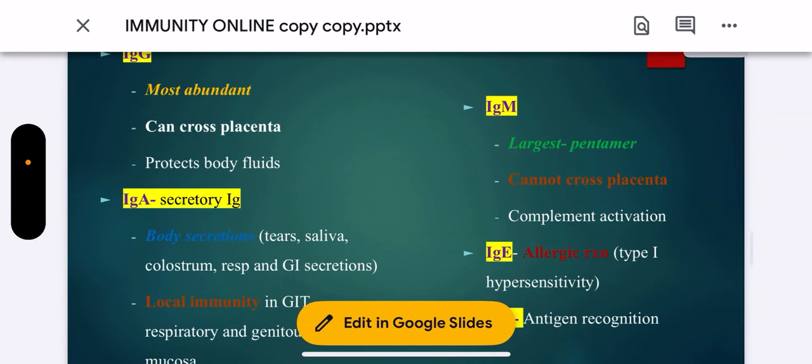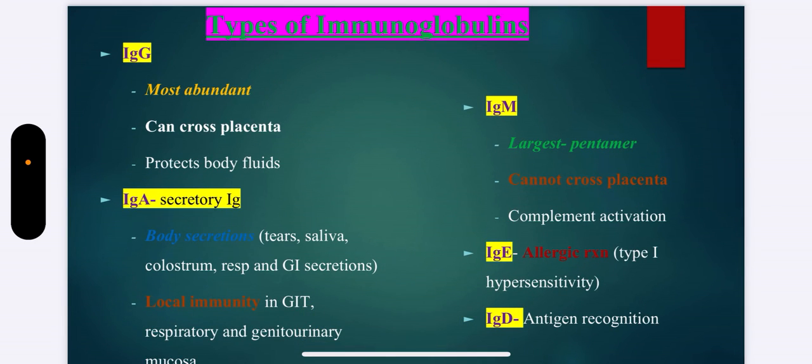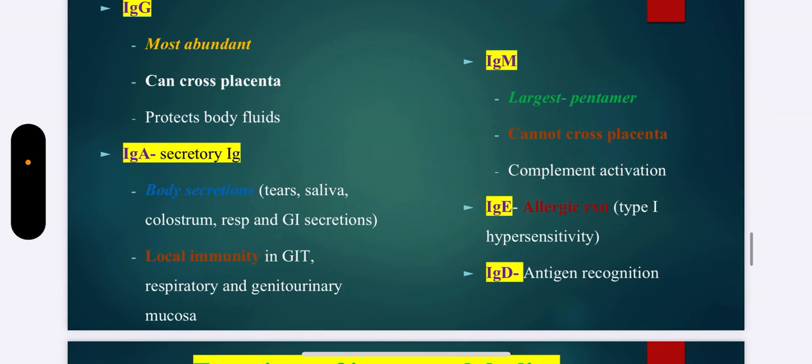These are the types of immunoglobulins. First one is IgG. It is the most abundant immunoglobulin and it helps in complement fixation, protection of body fluids, and it can cross the placenta. It is a very important point to memorize. Then IgA is a secretory immunoglobulin, so it is present in the body secretions. The largest immunoglobulin is IgM. It cannot cross the placenta. IgE is involved in allergic reactions, and IgD has the antigen recognition property.